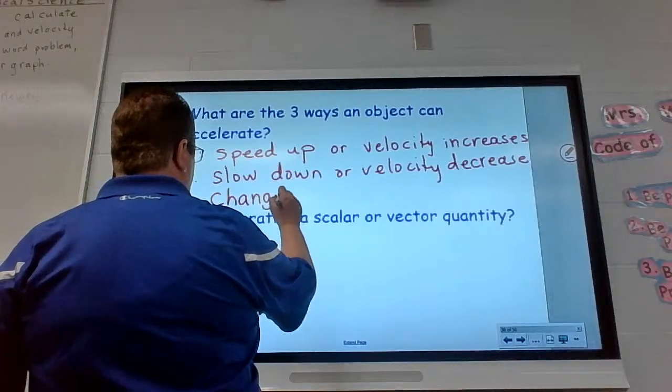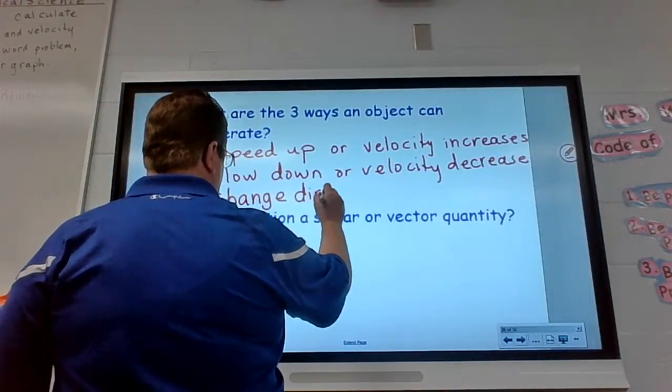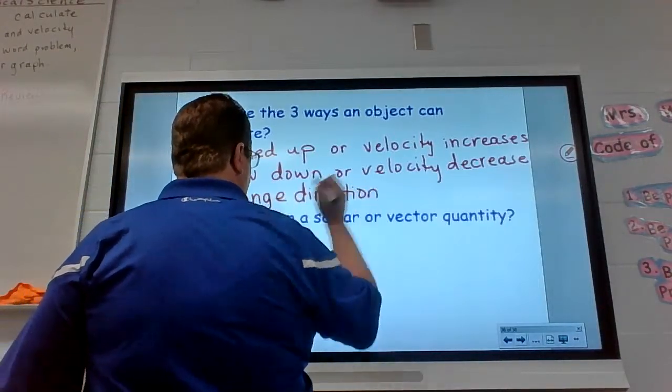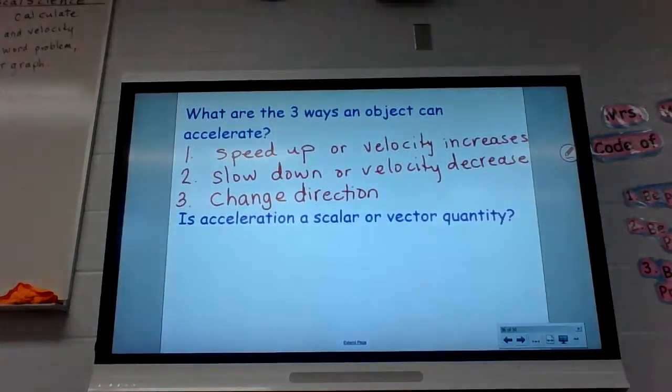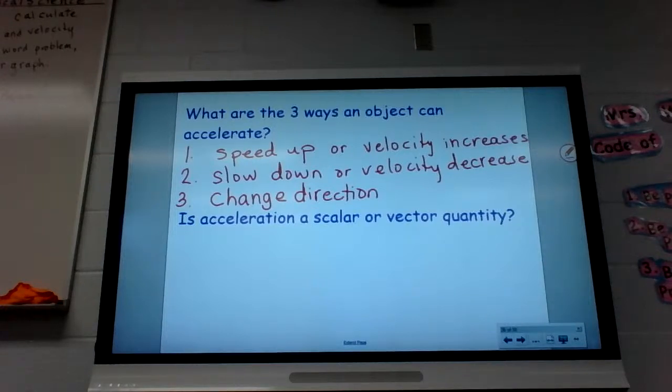We can change direction. Isn't that like what ice skaters do? Yes. If you just skate in a circle, you're changing direction. You're accelerating. Now, before I give some examples of this, is acceleration a scalar or a vector?